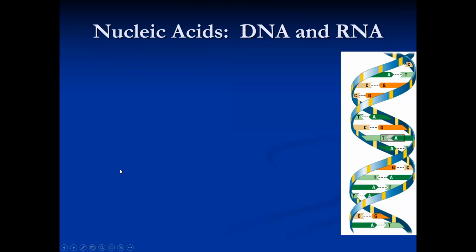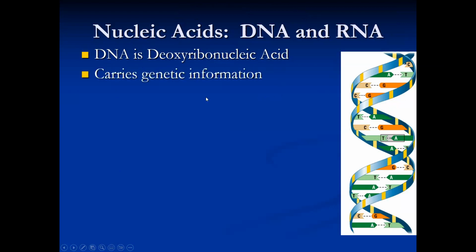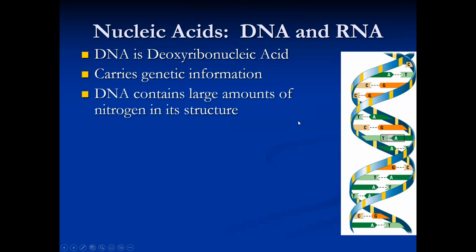Okay, nucleic acids, DNA and RNA. DNA is abbreviated that because it's deoxyribonucleic acid. So the D and the N there, and then the A, deoxyribonucleic acid. It carries genetic information. We're going to be talking a lot about that later on. DNA contains large amounts of nitrogen.